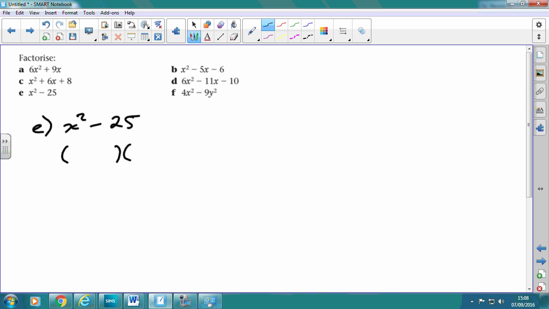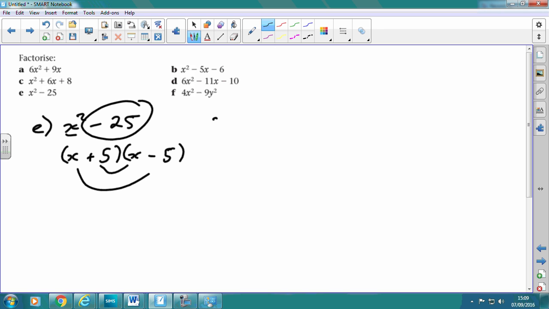Now the front again needs to multiply together to make x squared. And now the thing on the end, the 25, they've got to multiply together to make 25. Now the two numbers that multiply together to make 25 are 5 and 5. So what we're going to do is put 5 there and a 5 there. But notice there's no x's. So if we have a plus 5 here to make plus 5x, to cancel that out, we're going to need to make sure we've got a minus 5, so that it's minus 5x.